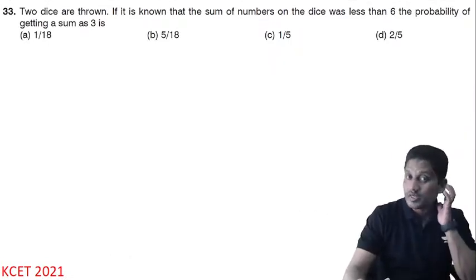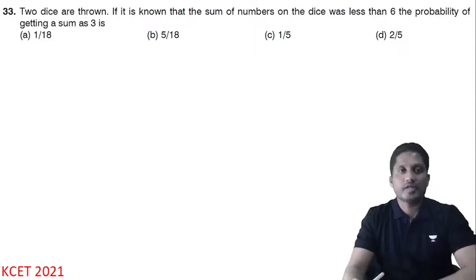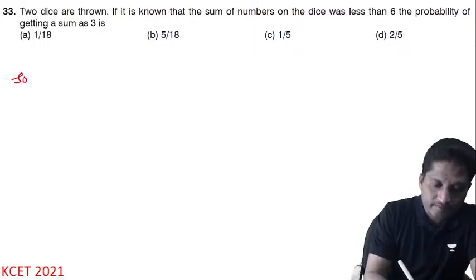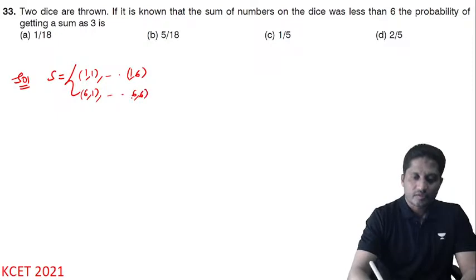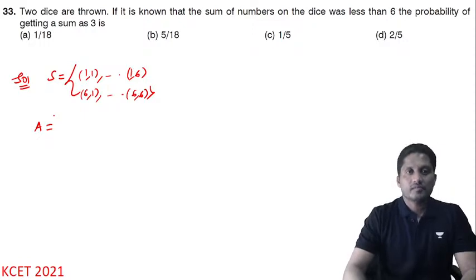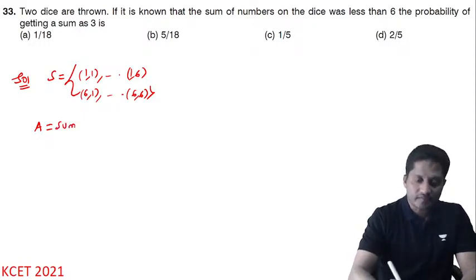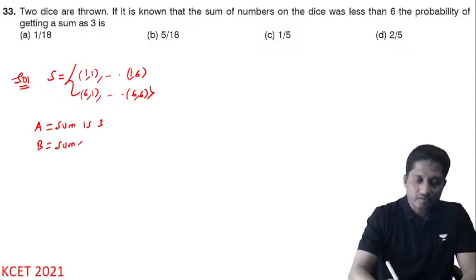Two dice are thrown. If it is known that sum of the numbers on the dice was less than 6, then the probability of getting sum as 3. Two dice are thrown, sample space is equal to 1 1 to 1 6, and so on up to 61 to 66. This will be the sample space. Capital A is equal to getting a sum of 3, and capital B is equal to sum of numbers on the dice is less than 6.